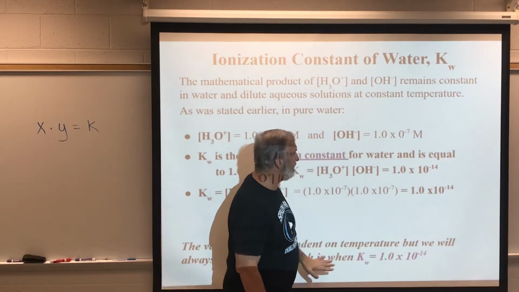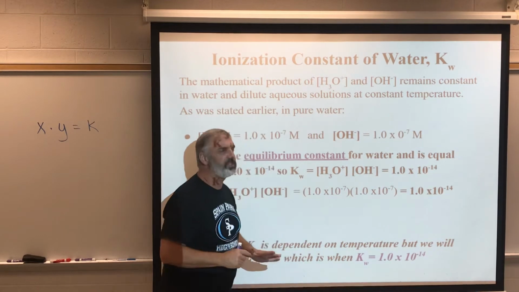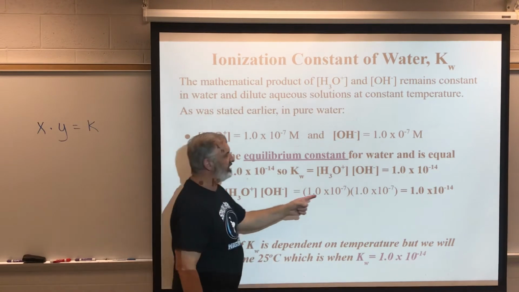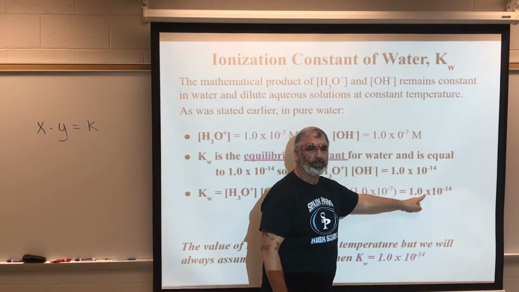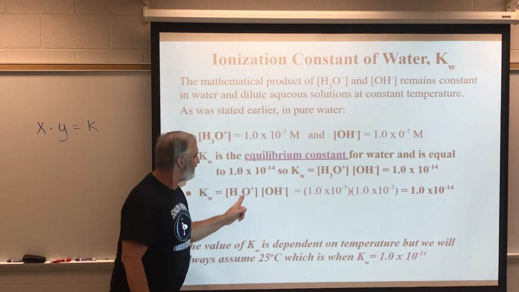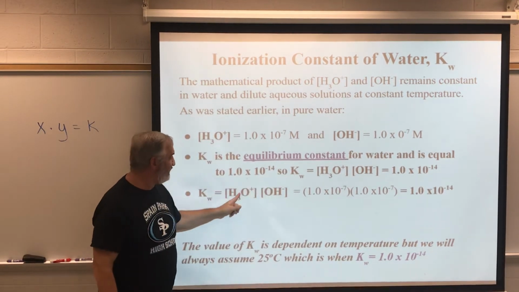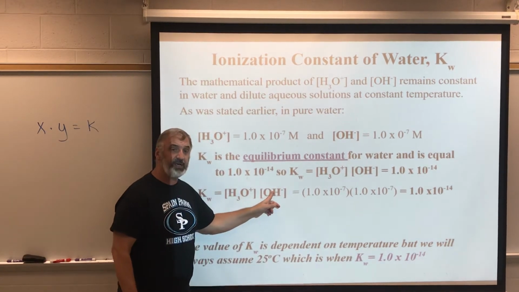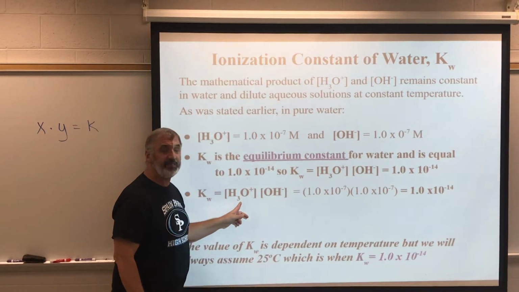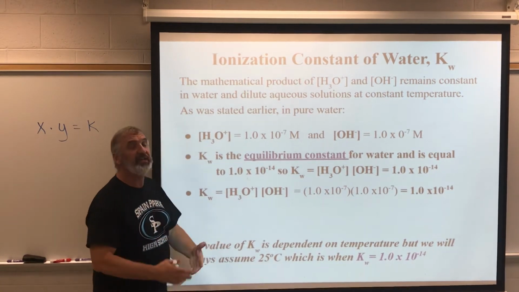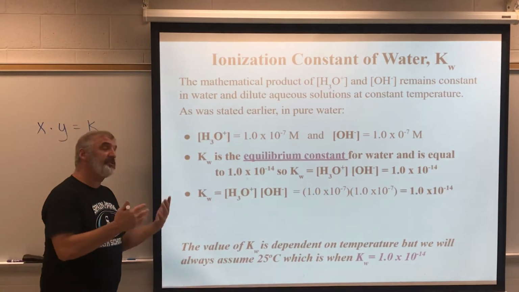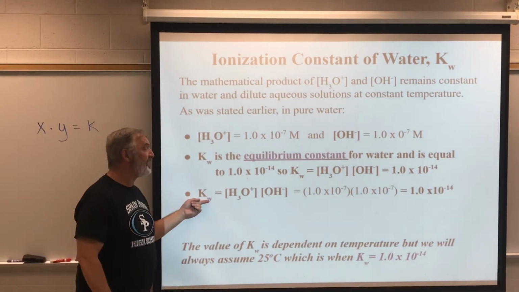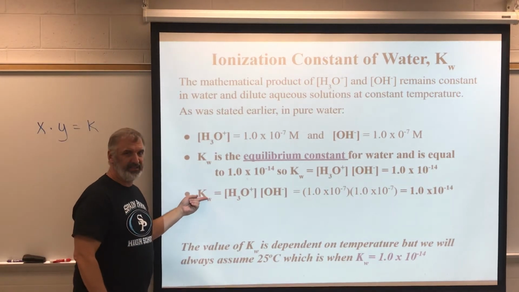Now that is temperature dependent, but we're always just going to assume that we're at room temperature. We're not going to worry about how it changes with temperature. So KW for us is always going to equal 1 times 10 to the minus 14th. Now this is important. This is huge, because if you know H3O plus, then since this times this has to equal this, we can very easily calculate OH minus. If we know OH minus, we can very easily calculate H3O plus. They're inversely proportional, so when one goes up, the other goes down, but they're always present.